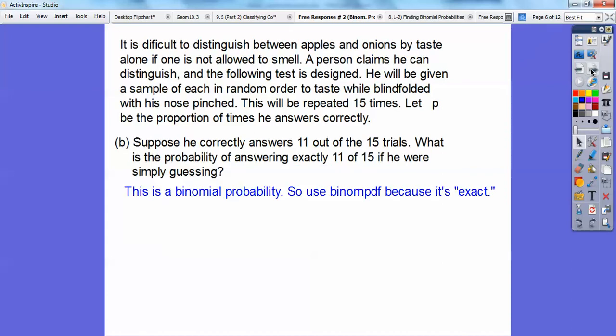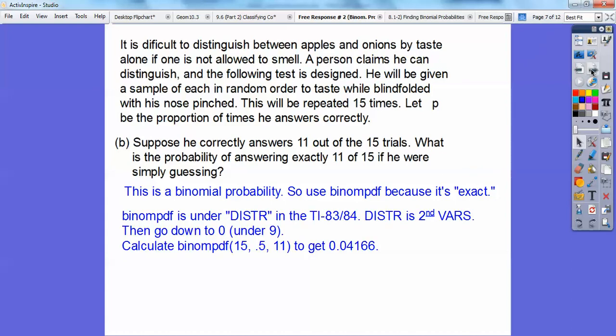So you're going to use the binomial PDF function on your calculator, and that's located in the distribution menu on the TI. Your distribution is in that second function, VARS. Then scroll down to 0, which is under number 9, and under that is binomial CDF. Underneath binomial PDF is binomial CDF, and we'll talk about that in just a second. But this one's a binomial PDF because of the word exactly. So you're going to punch in binomial PDF with 15 trials, 50%, and exactly 11, and we're going to get a little bit more than 4%.